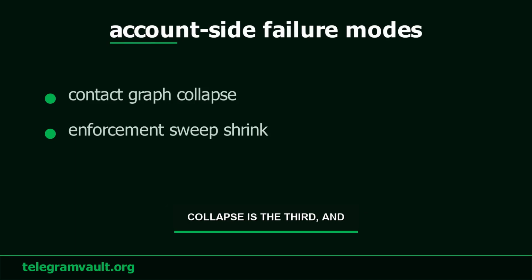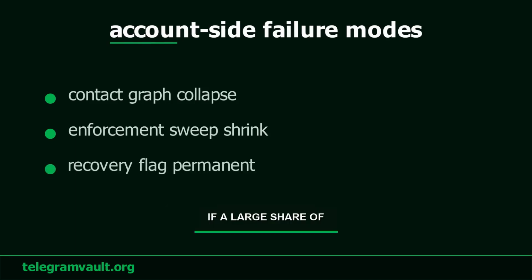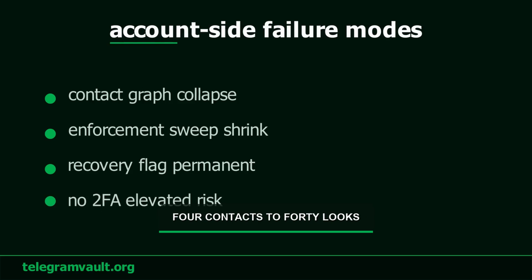Contact graph collapse is the third, and it is sneaky. If a large share of your contacts get banned in an enforcement sweep, Telegram sees your graph suddenly shrink, and an account that dropped from 400 contacts to 40 looks very different from one with stable organic growth.